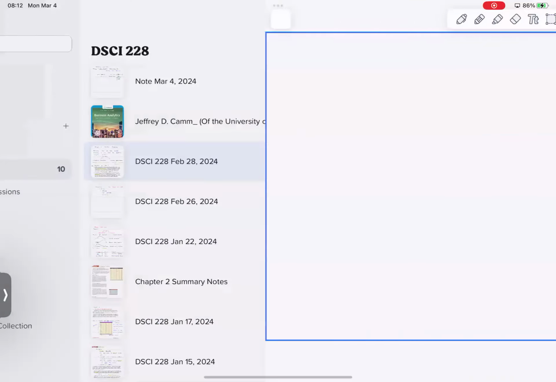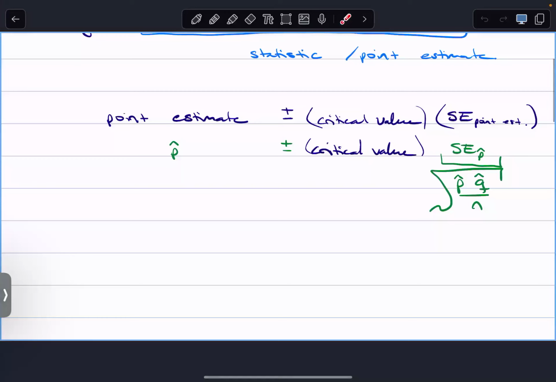And so one of the things that we'll need, right, is the standard error of the point estimate, whatever the point estimate is. And so in this case, the square root of p hat, and then remember q hat, I use q hat in place of 1 minus p hat, so I don't have to write so much. Okay, so if we have the point estimate and the standard error of the point estimate, the only other thing that we need is the critical value.